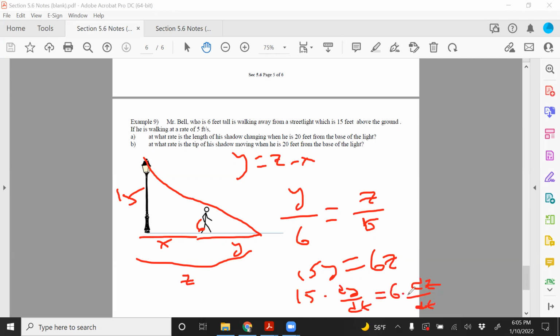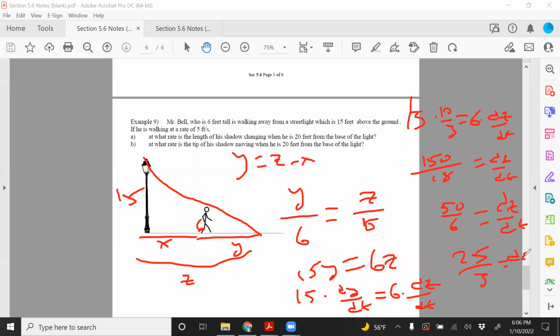Now, we solved for dy/dt earlier. We got that as 10/3. So 15 times 10/3 equals 6 times dz/dt. That's 150 out of 18. Those are each divisible by 3. So 50 over 6, or 25 over 3. That's a lot better now. So dz/dt is 25 out of 3.